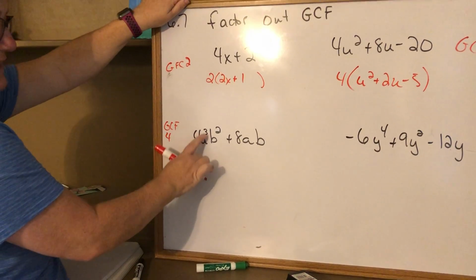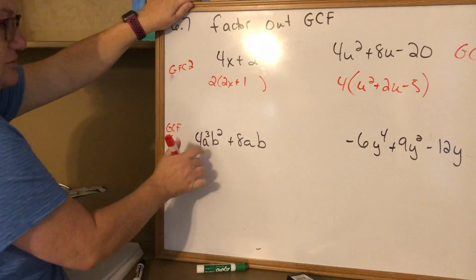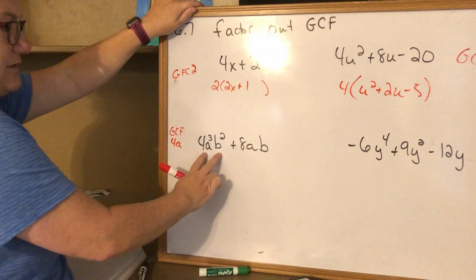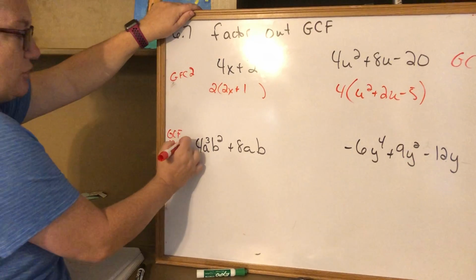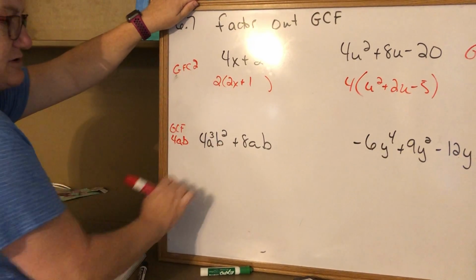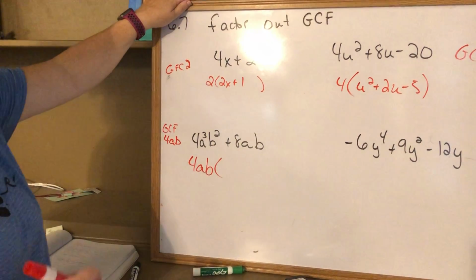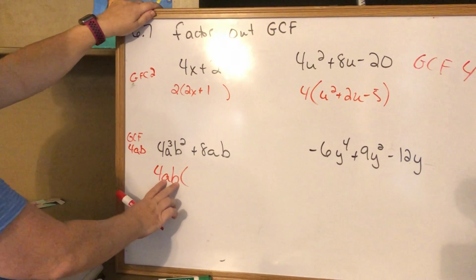We have a cubed, we just have one a, so we can divide this one by an a to the first and this one by a to the first, so we just have a. Then we have b squared and we have b, so b is the greatest common factor between them. We only have one factor b, two factors there. So I'm going to factor out a 4ab. Remember, when we divide our variables, we subtract.